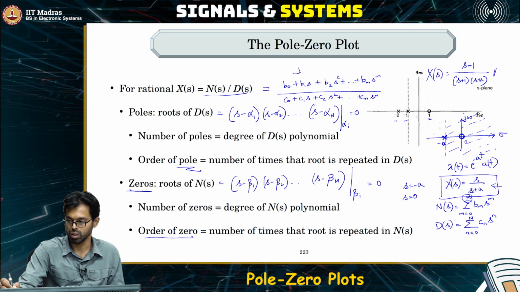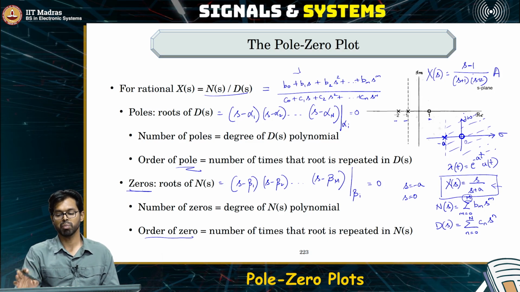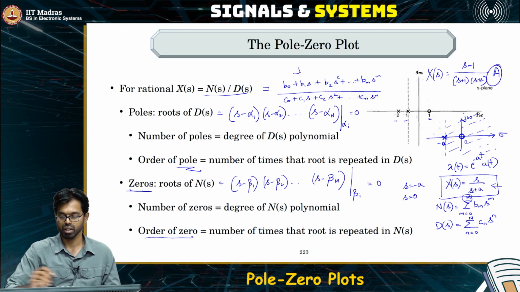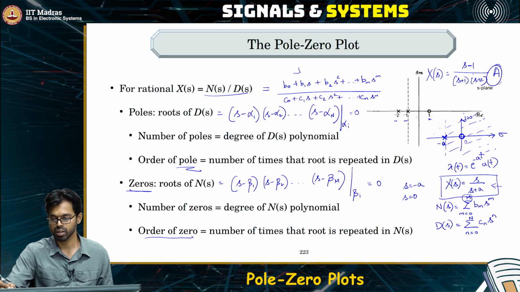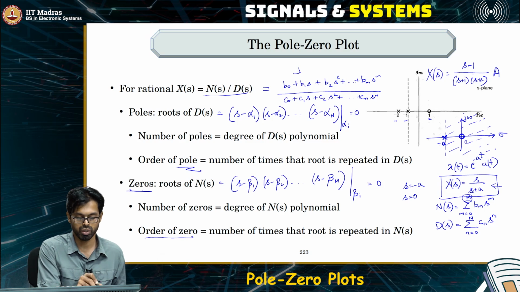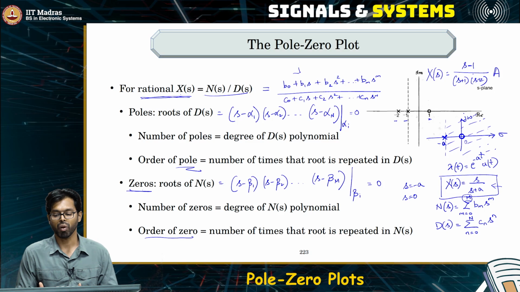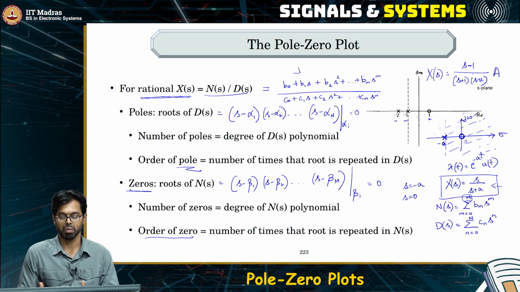Of course, there could be a constant to this. So if somebody gives you the ROC with the pole-zero plot and this constant a, then you know everything about the system. There is nothing more left to know about the system. And remember, all this makes sense only for rational Laplace transforms. So the pole-zero plot makes sense only for rational Laplace transforms.